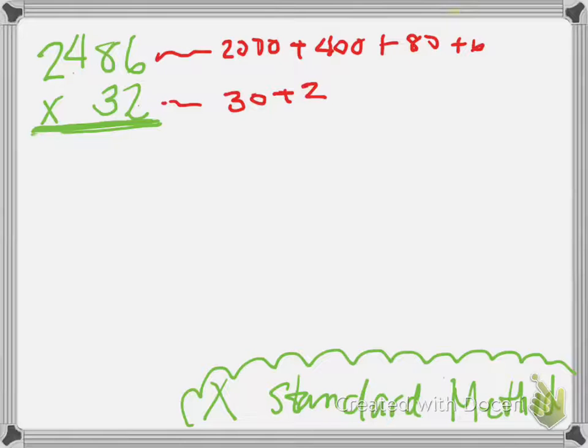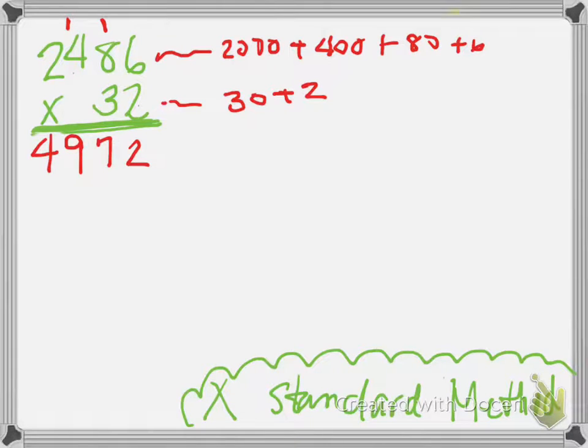So 2 times 6 is going to give me 12. I'm going to put the ones column here. I'm going to carry that 10 up into the spot where it belongs. 2 times 8 is going to give me 16, plus 1 more will give me 17. I'm going to carry my group of 10. 2 times 4 is going to give me 8, plus 1 more is going to give me 9, and then 2 times 2 is going to give me 4.